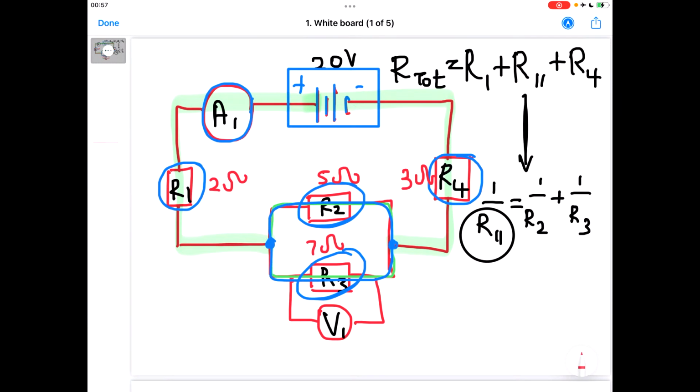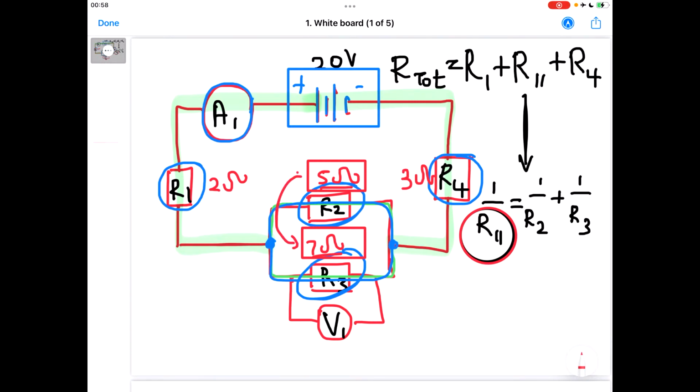Between these two resistors which are connected in parallel, which one is the smallest? Obviously the 5 ohms. So when you calculate your R parallel, its value has to be smaller than the smallest resistance. So that means if you are having 5 and 7, your R parallel, these two combined, is going to be less than the smallest.